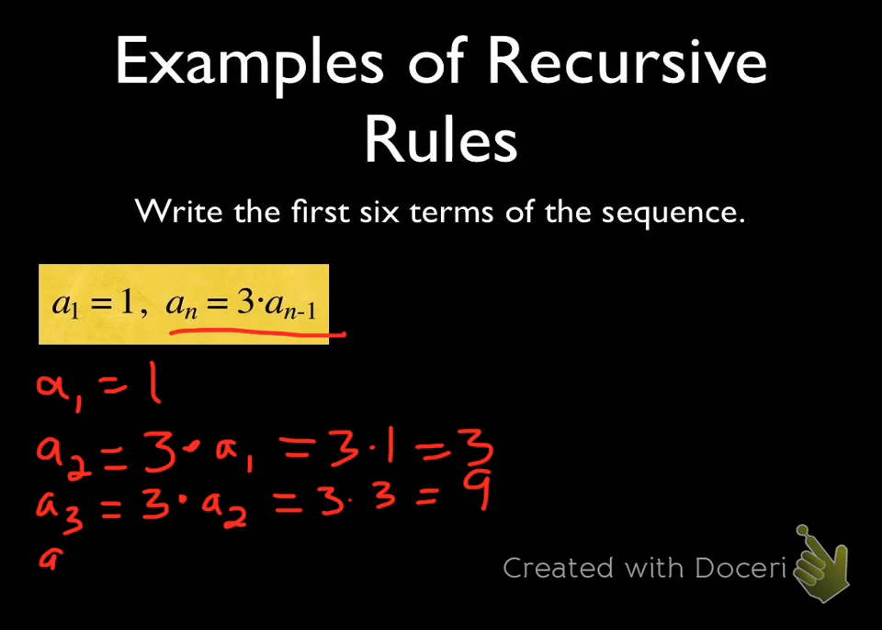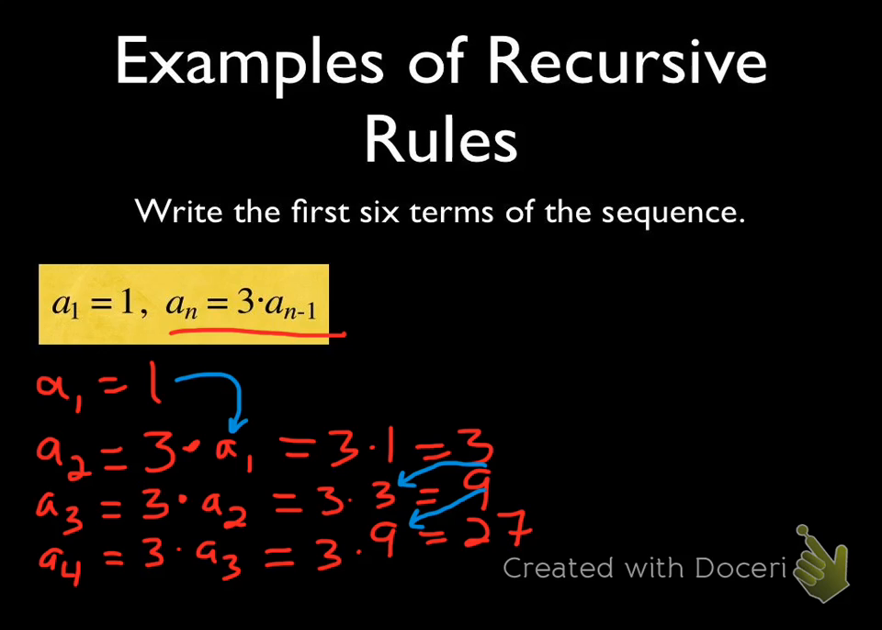And then we're going to find a sub 4, which is going to be 3 times a sub 3, which is 3 times 9, which is 27. And you can see the pattern that we're multiplying by 3 every time. So this is a geometric sequence that can be written explicitly like we did before, or recursively like we did here. A sub 5 equals 3 times a sub 4, which is 3 times 27, which is 81. Okay, and that number 27 came from here.